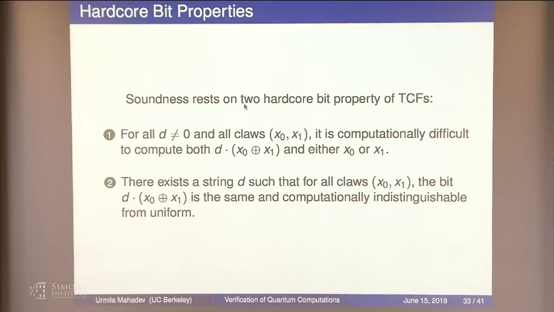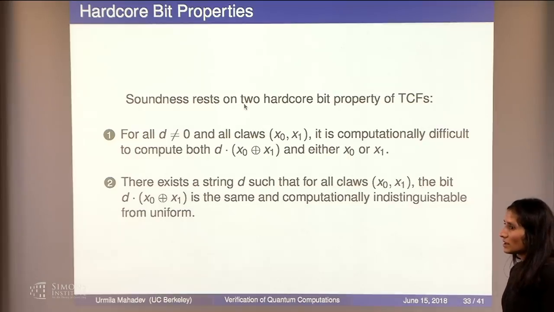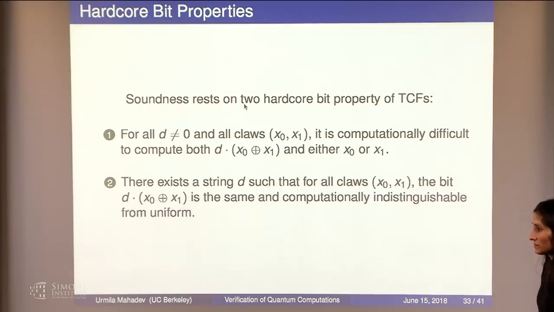Okay, it's not necessary to fully understand both of these. Yeah? Is that string something someone needs to compute? No, it's just as long as it exists. Just one.